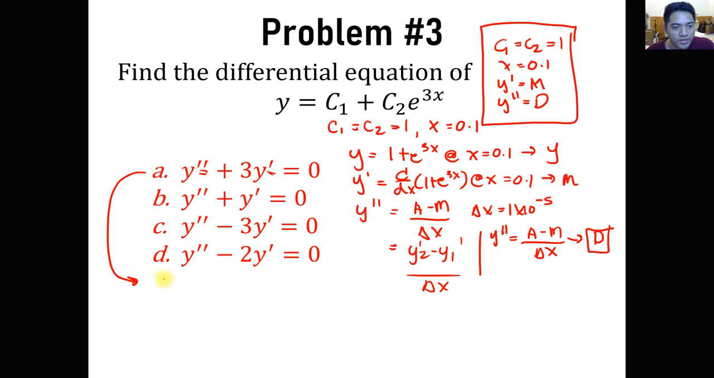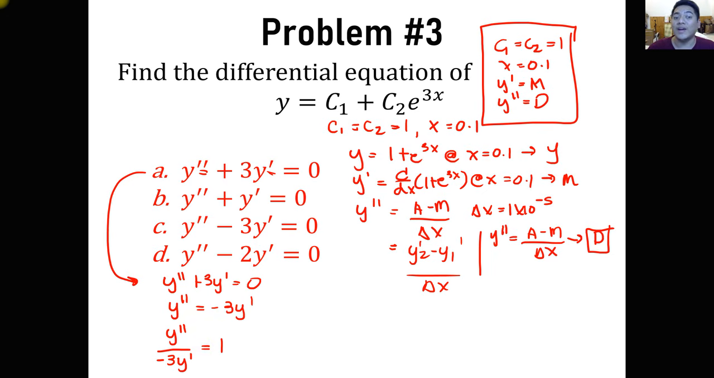So for the first choice, we have y double prime plus 3y prime equals to 0. If it is 0 on the right side, we just have to simplify this. So you have y double prime equals negative 3y prime, and of course, dividing both sides by negative 3y prime, you have y double prime all over negative 3y prime equals 1. So that's how you arrange it.